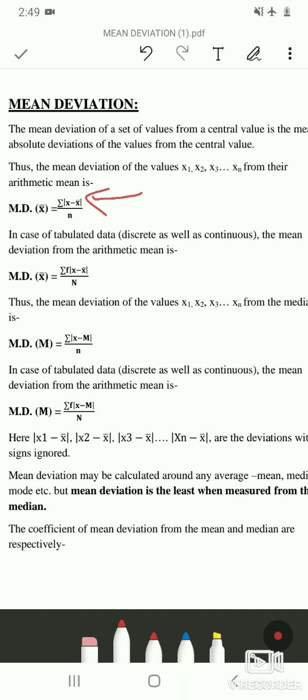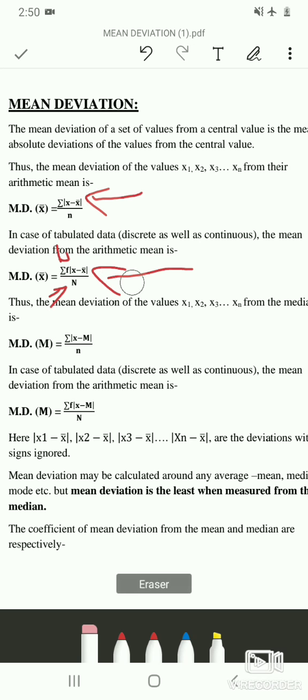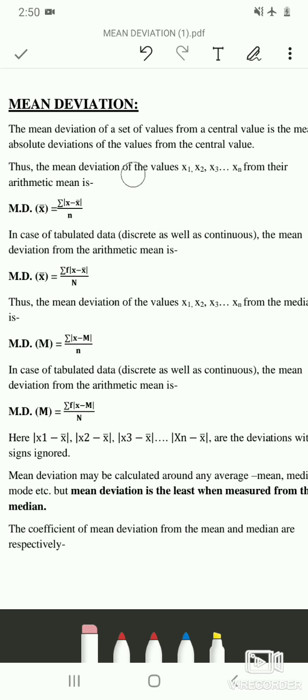So this was for raw data, that is ungrouped data, and this formula is for discrete as well as for continuous case. So here small f is the frequency and capital N is summation of small f, that is total of frequency. So this is mean deviation from arithmetic mean in all the three cases. So now let's see mean deviation from the median.